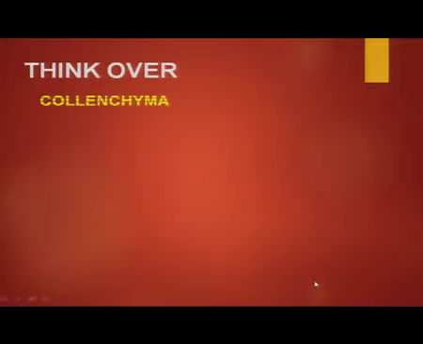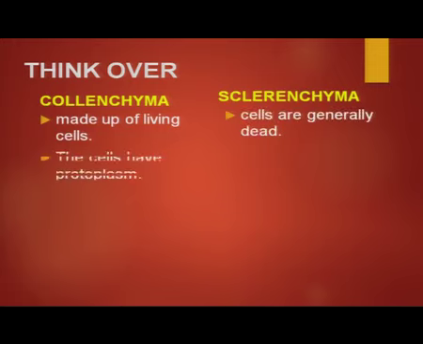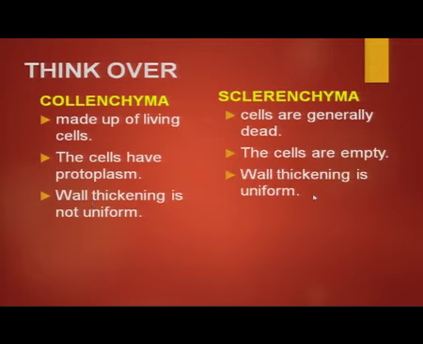The next pair in which you had to differentiate was collenchyma and sclerenchyma. Well, we know that collenchyma tissue is made up of living cells, while sclerenchyma is generally composed of dead cells. Since they are living, the cells here have protoplasm, while sclerenchymatous cells are empty. They just have an empty lumen. Here in collenchyma, the wall thickening is not uniform, but in sclerenchyma, the wall thickening is uniform.